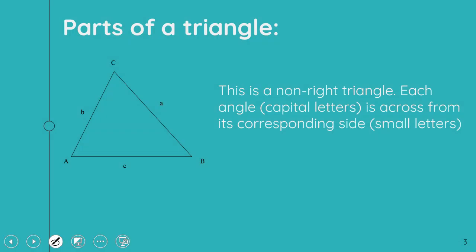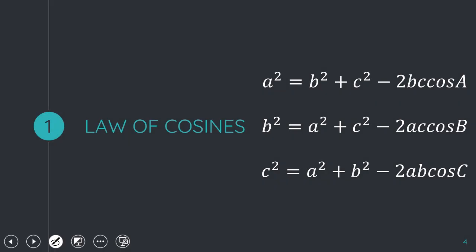So again, just to review the parts of a triangle, each angle is labeled by a capital letter. Each side is labeled by a small letter. We are dealing specifically with non-right triangles, so these are triangles that do not have that 90-degree angle. We're going to use the law of cosines today to help us figure out the missing pieces.